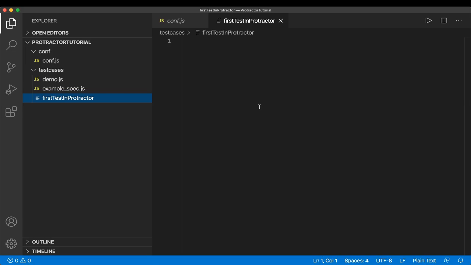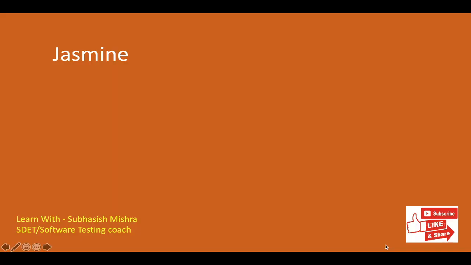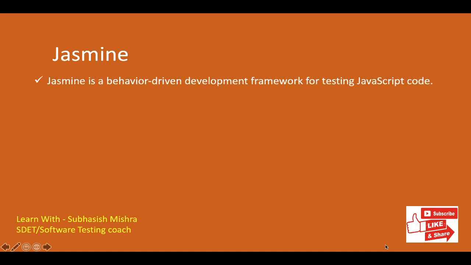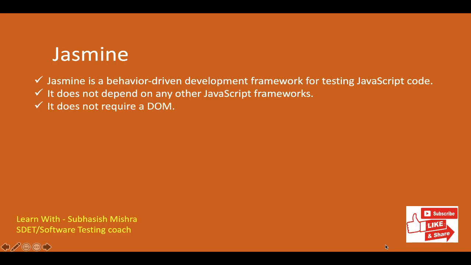We'll use the Jasmine framework for writing our test case. I will help you understand a little bit more about Jasmine before we start writing anything. So let's understand Jasmine first. As you know, Jasmine is a behavior driven development framework for testing JavaScript code. It doesn't depend on any other JavaScript frameworks. It doesn't require a DOM and it has a clean, obvious syntax so that you can easily write tests.